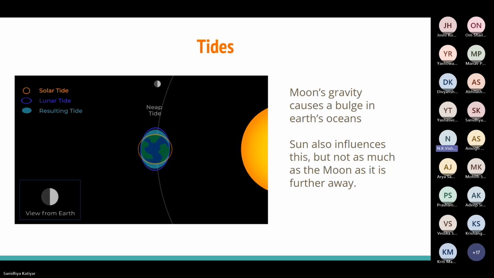Now there's a second case, when both of them are perpendicular to each other. This is when their effects cancel out, since one of them wants to bulge the ellipse in the x-axis and the other wants to bulge the ellipse in the y-axis, but we only have a finite amount of volume. This reduces the tide from what it could have been. This is called a neap tide.